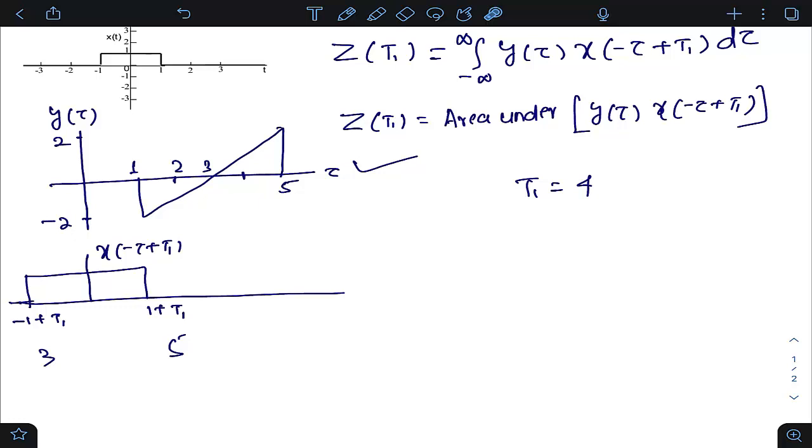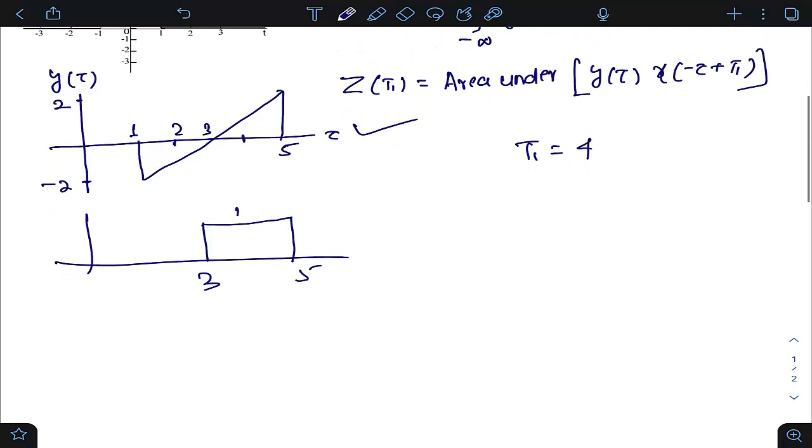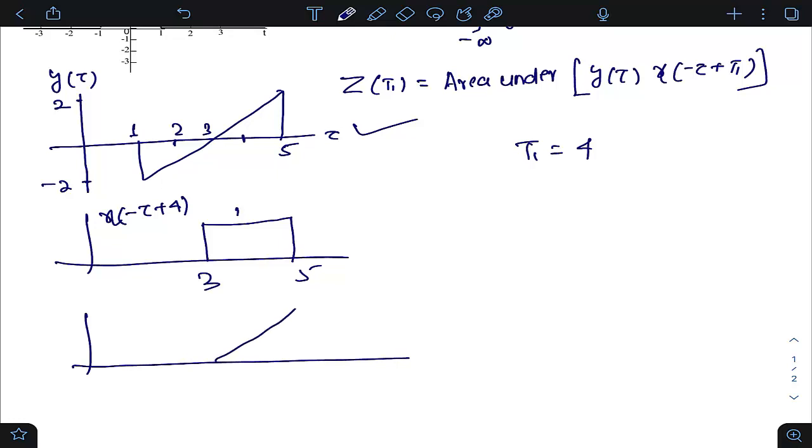So naturally, if you take t1 equals 4, this pulse now covers from where to where? This pulse is now covering from 3 to 5. So this is the waveform of x of minus tau plus t1, where t1 is basically 4 in this case. If you multiply these two, you are going to get this right angle triangle, so this area you will get.